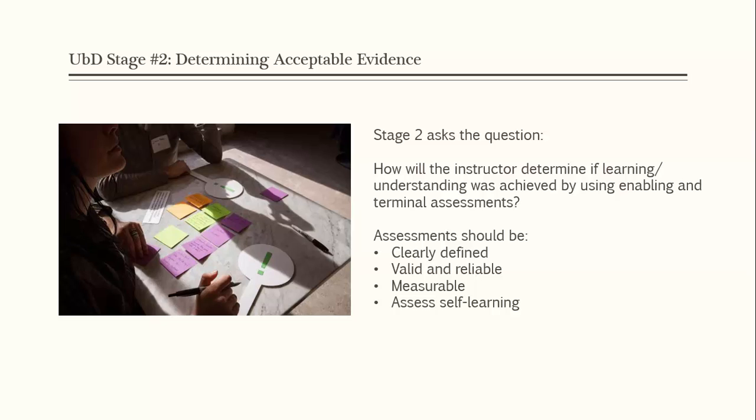Stage 2 is determining the acceptable evidence. Stage 2 asks the question, how will the instructor determine if learning / understanding was achieved by using enabling and terminal assessments? Assessments should be clearly defined, valid and reliable, measurable, and assess self-learning. This is probably the hardest element to understand. It incorporates the 6 facets of learning by utilizing the acronym GRASP. Let's take a look.